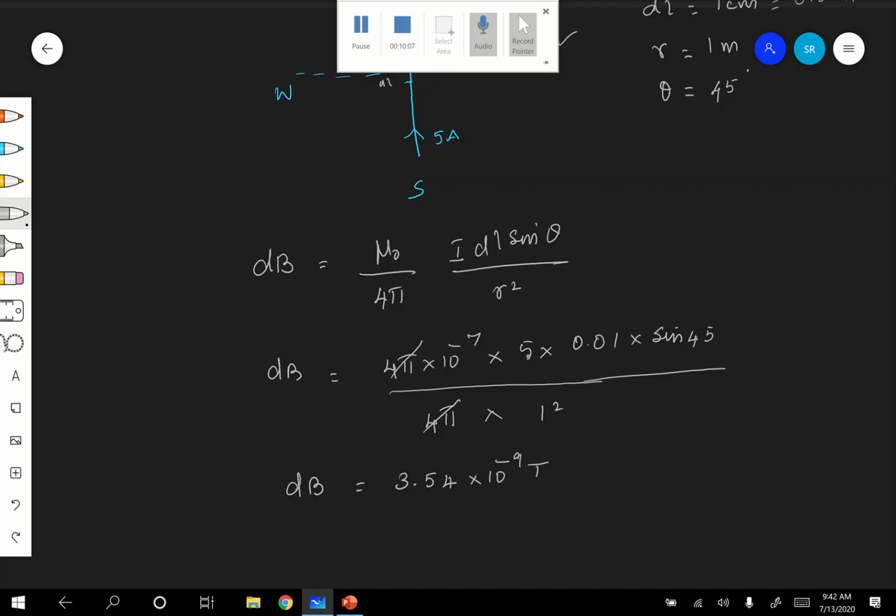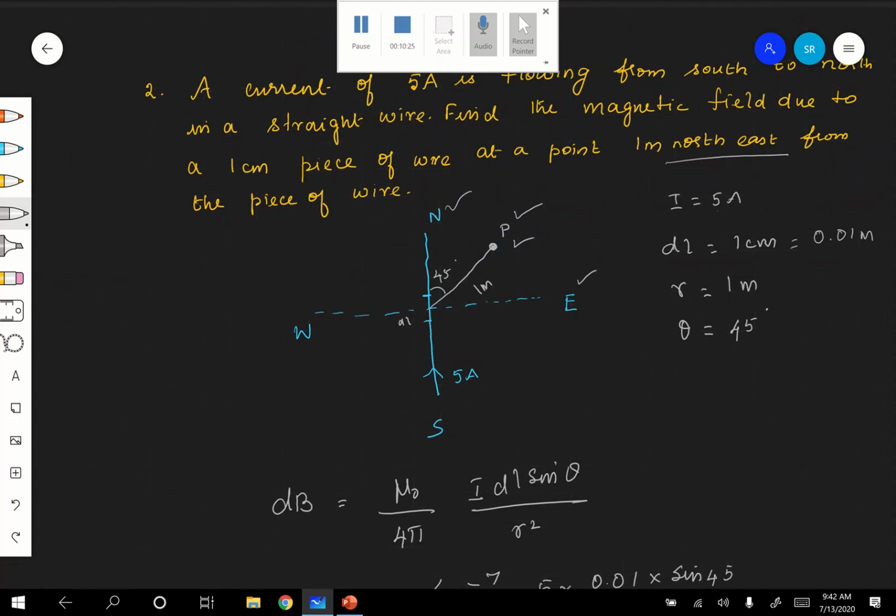Are you following? So this is only the magnitude. But you are asked to find the magnetic field, which means you have to give both the magnitude and the direction. This is the magnitude, therefore what is the direction? Make use of your right hand thumb rule. Hold your right hand with the fingers gripped, mutually perpendicular, such that the thumb shows the direction of the current. Therefore the thumb should be in this direction.